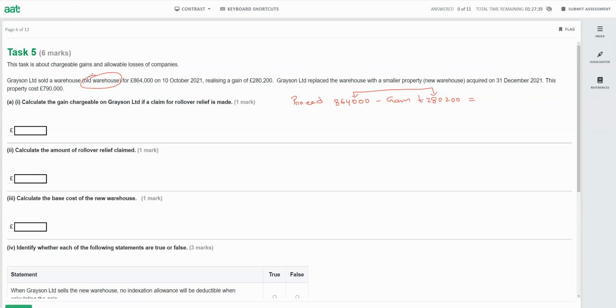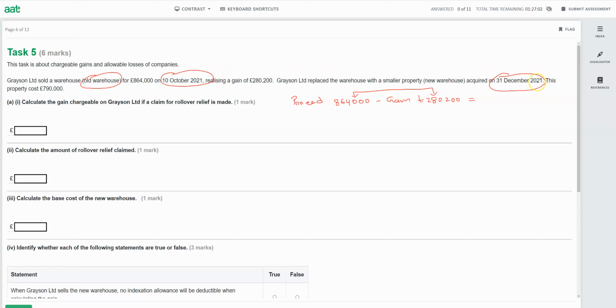The next one we have here says Garrison Limited replaced the warehouse with a smaller property. That is the new property they bought, on 31st of December 2021. That's very important. The reason it is important is that the condition has to be fulfilled. What is the condition? Within 1 year before the date of the sale, or within 3 years after. So we sold on 10th of October 2021 and we bought the new asset on 31st of December.